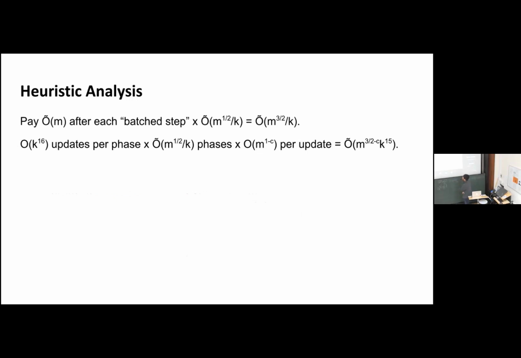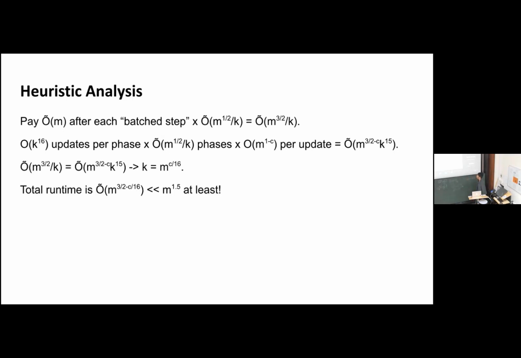Compiling all of this, in the first runtime cost, you have to pay m time for m to the 1/2 over k iterations. So this is an m to the 3/2 over k runtime. In the second part, there's k to the 16th total updates per phase, and then root m over k phases. And you're paying an amortized m to the 1 minus c per update. So you get something like m to the 3/2 minus c times poly k in the total update time for the data structures.